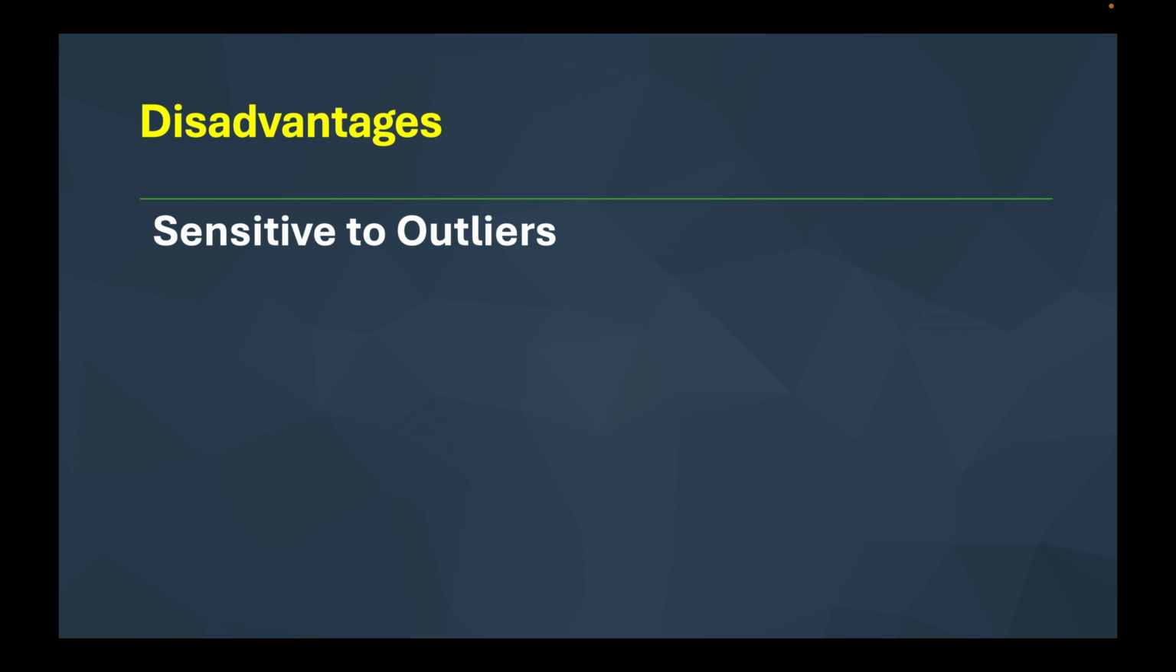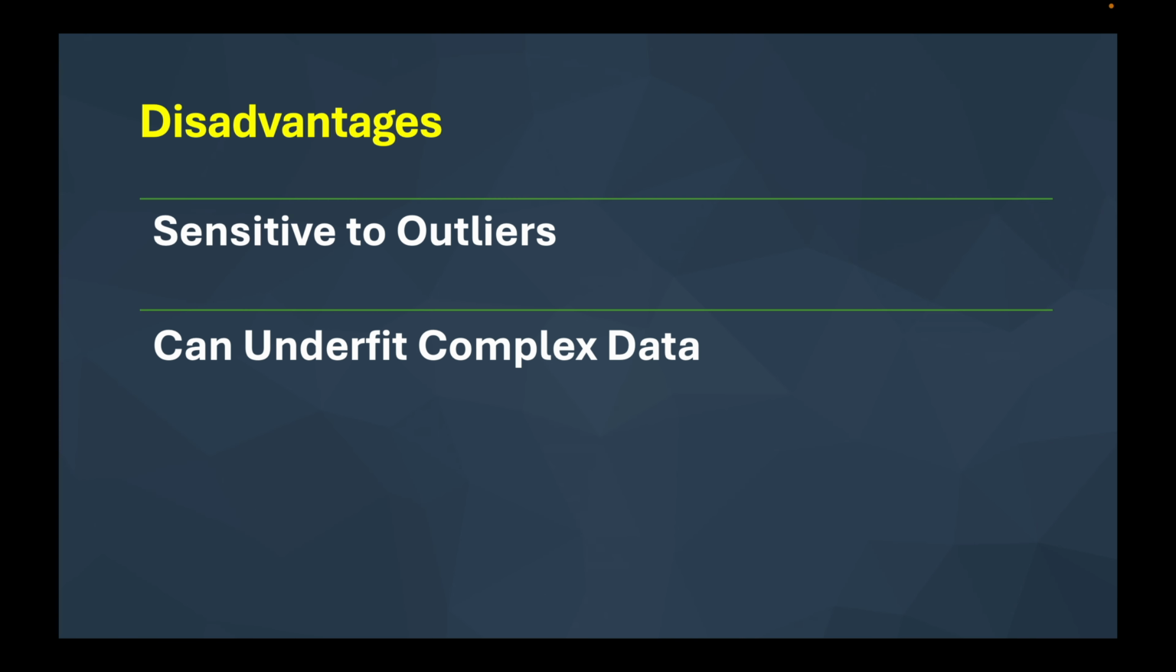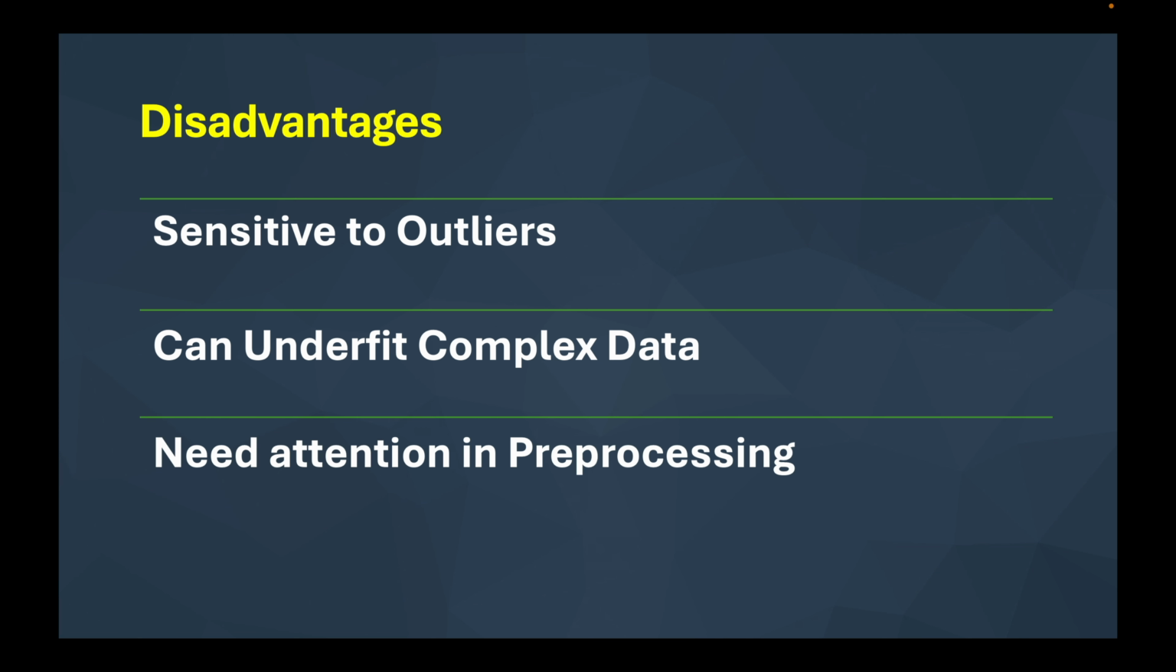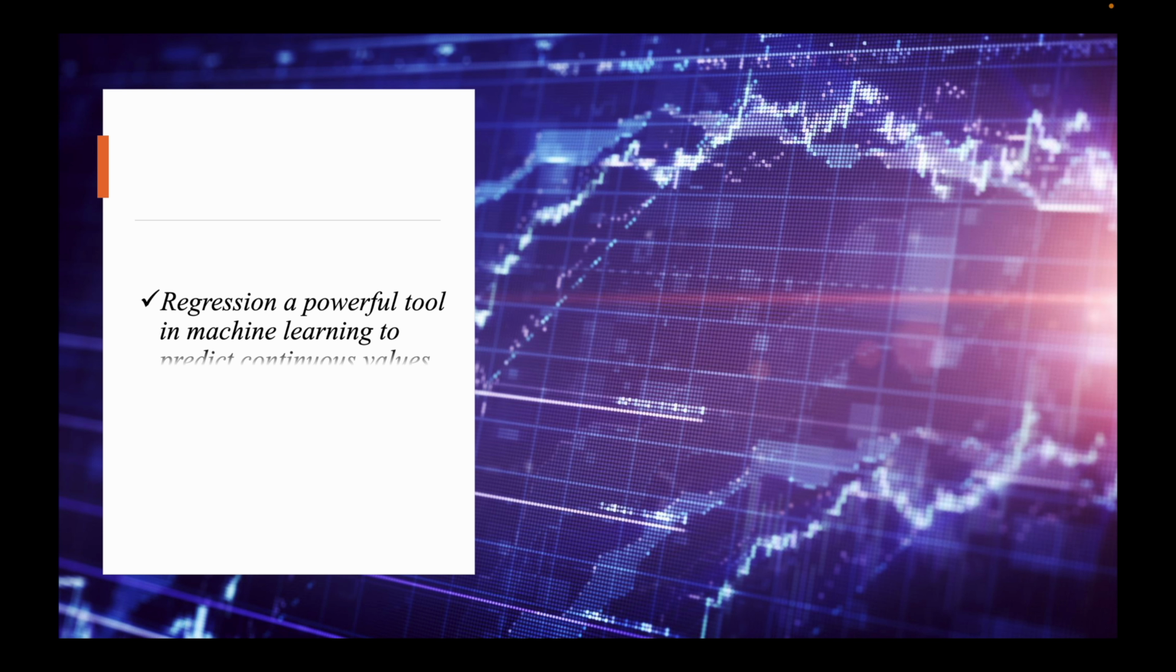Disadvantages. Sensitive to outliers. They can be sensitive to outliers. Can underfit complex data. Simple regression models may miss patterns in complex datasets. That's why it can lead to low accuracy. Need attention in pre-processing. It needs attention in pre-processing because regression is affected by missing values, non-normal data, and so on.